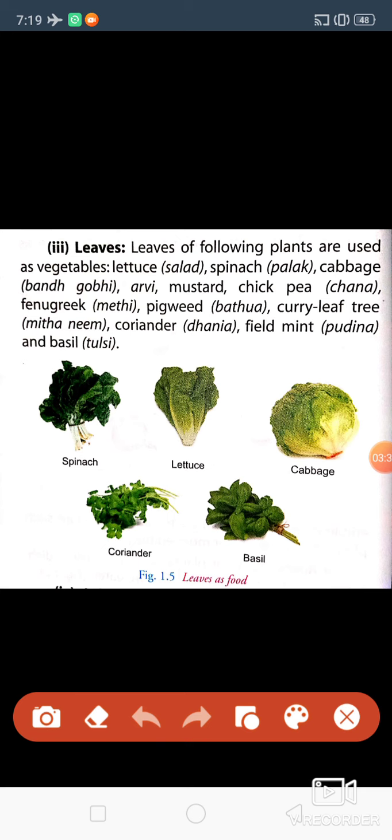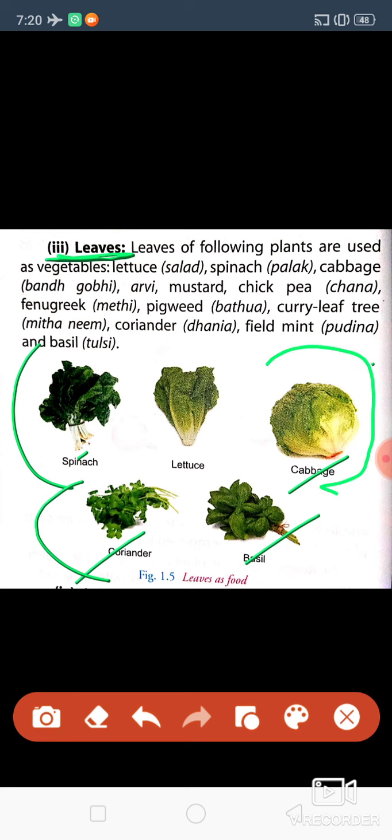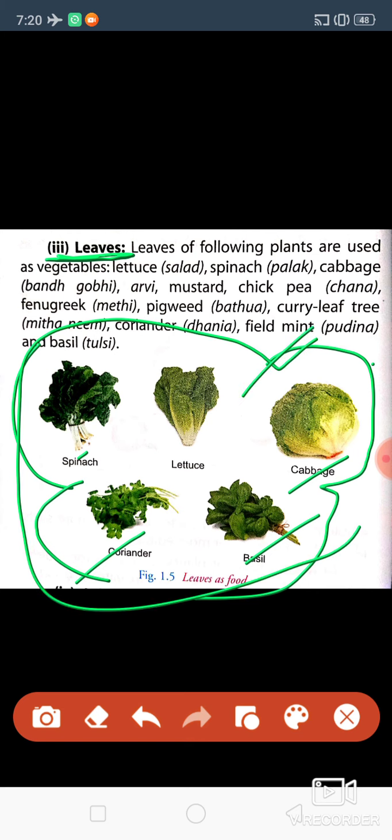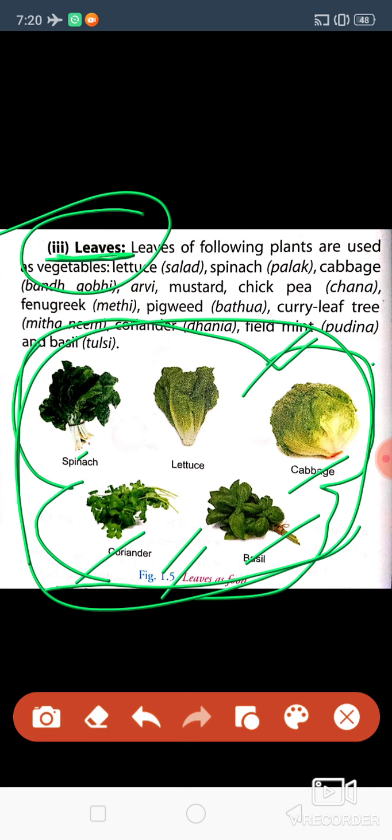Now some food items which we get from the leaves of the plant. What are those? Spinach, cabbage, basil, coriander. All these are the leaf part of the plant. But we eat them or not? We eat all these items. So these are the food items which we get from the leaves of the plant. Okay, so various examples are given. The food items which we get from the leaf part of the plant are these. Okay, you can mention them.